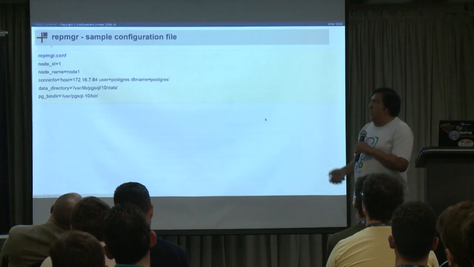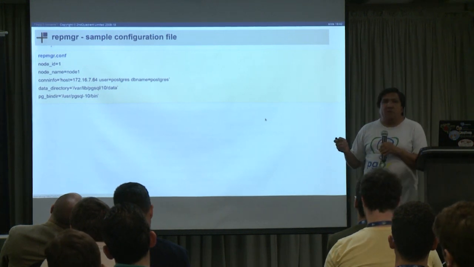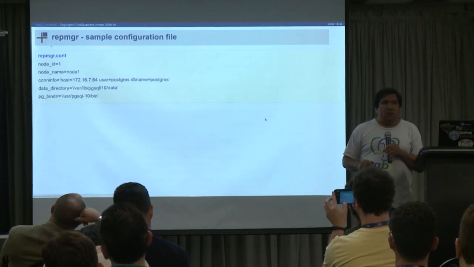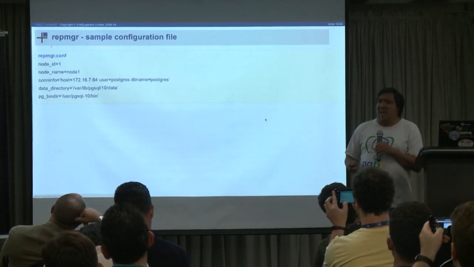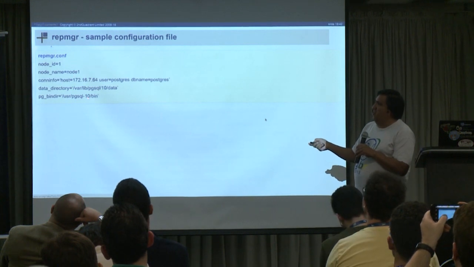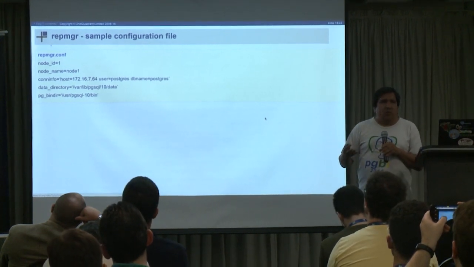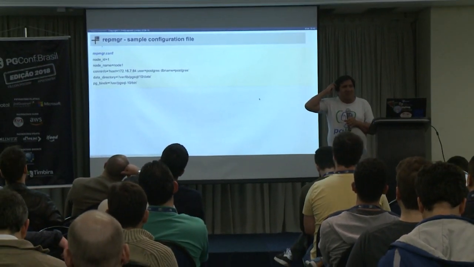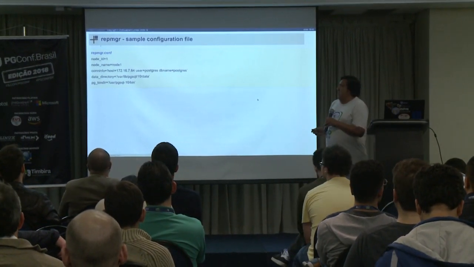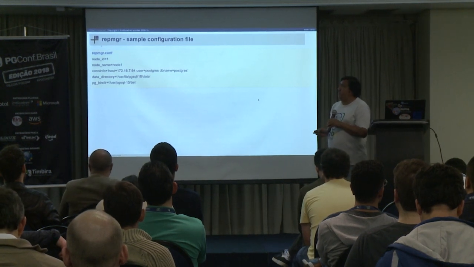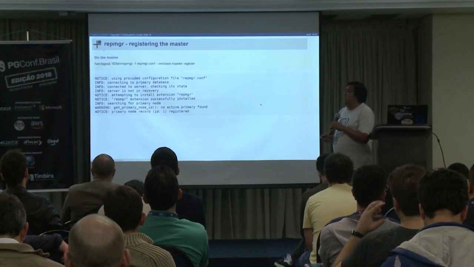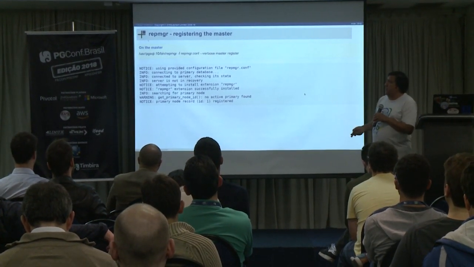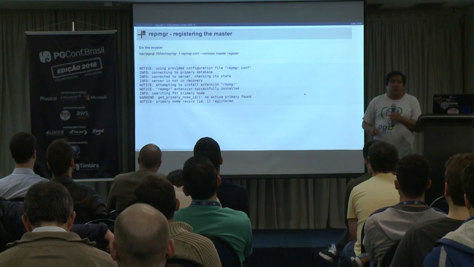Okay, and you need to create repmgr.conf. This is the very least you need in that configuration file. Actually, pg_bindir is only needed if you are on Debian, because Debian has very strange ways to manage paths. Okay. Register the master. repmgr, verbose, master register. Okay, and it gets registered.